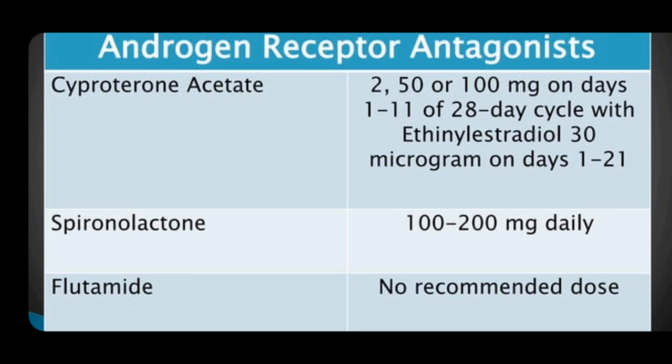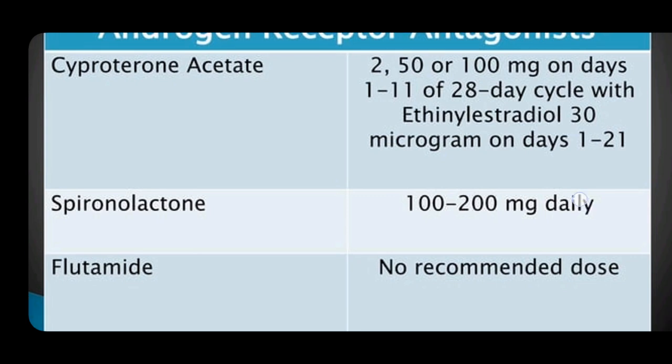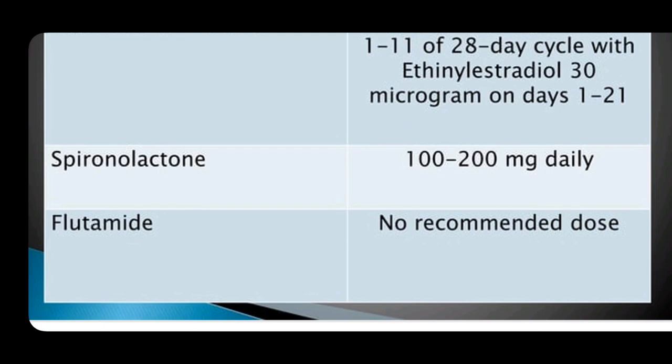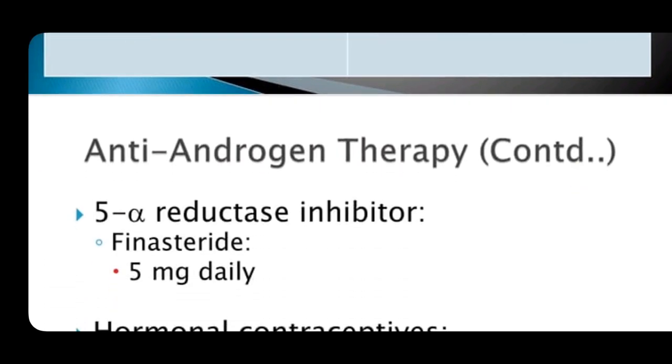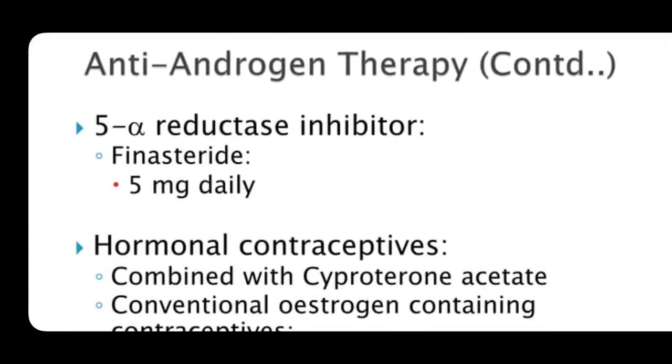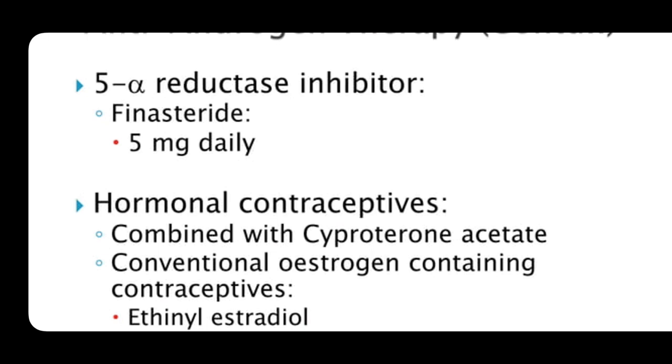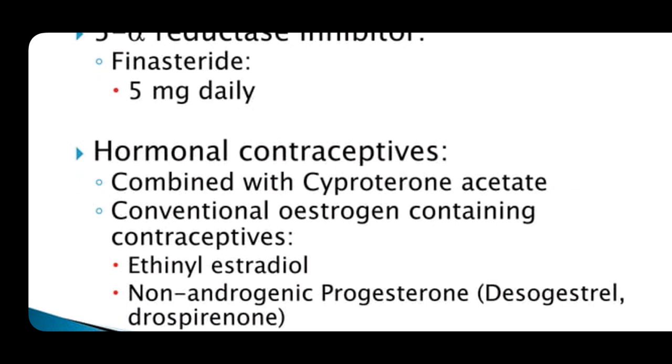এভাবে 3 মাস দেওয়া হয়। এছাড়া স্পাইরোকার্ড ইউজ করা যেতে পারে অ্যান্টি অ্যান্ড্রোজেন থেরাপি হিসেবে, অ্যান্ড্রোজেন রিসেপ্টর অ্যান্টাগনিস্ট হিসেবে। এছাড়া 5-alpha reductase inhibitor, that is finasteride, and sometimes hormonal contraceptives which combined with cryptorelin acetate or sometimes conventional estrogen containing contraceptive, that is ethinyl estradiol, non-androgenic progesterone can be used.